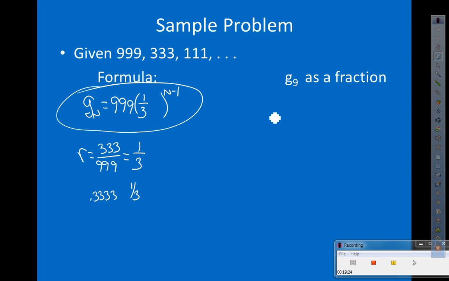If you run this through your calculator correctly, G sub 9 is going to be 999 times 1/3 to the 9 minus 1, which is 8. Some of your calculators can handle this. If it does, 37 over 243. If your calculator can't handle that, write down this problem. That way I know you've watched the video. And then come in and I'll show you how to use your calculator to help get that. We got help just a little bit though.